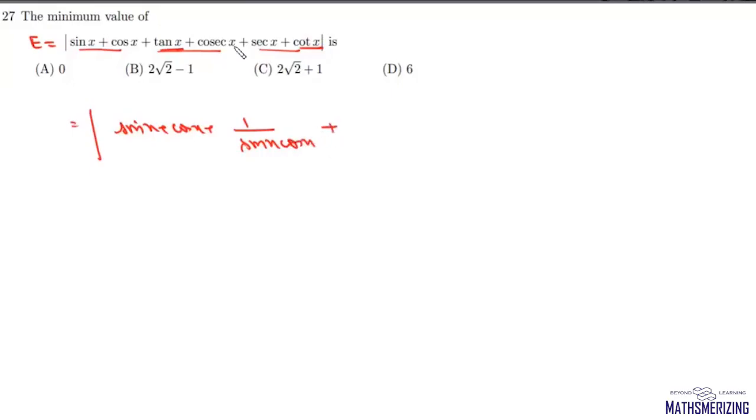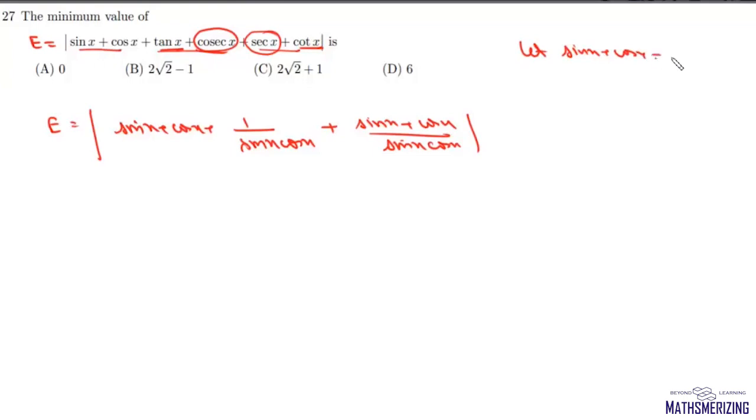And in the same way, if we take cosec x and secant x, then it'll be 1 upon sin x plus 1 upon cos x, and then we can simplify it as sin x plus cos x upon sin x into cos x. Now what we'll do is we'll let sin x plus cos x be t, and we'll square it. We'll get sin square x plus cos square x, which is 1, plus 2 sin x into cos x will be t square. So we can write sin x into cos x as t square minus 1 by 2.